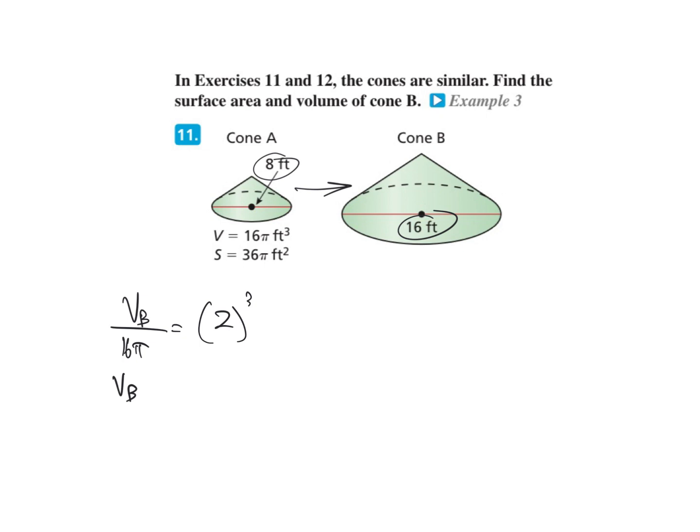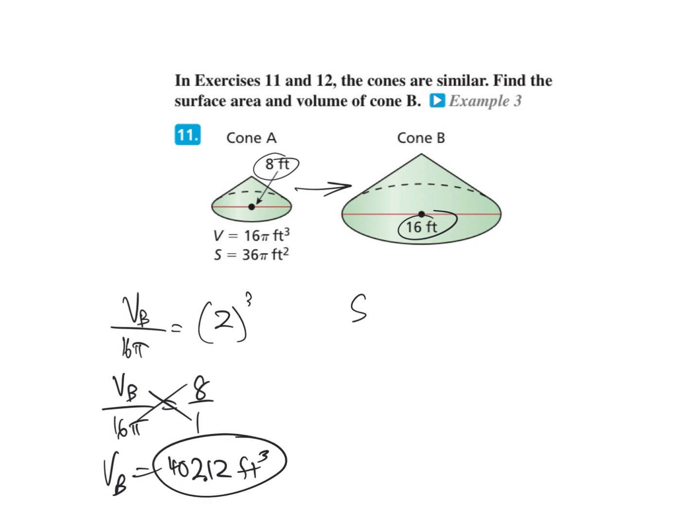So we have the volume of B is to 16 pi as 8 is to 1. So the volume of B equals 8 times 16 times pi. We get 402.12, and that's going to be cubic feet. Now surface area is very similar. So the surface area of B is to the surface area of A as the scale factor 2 is. And now since we're doing area, you just square the scale factor.